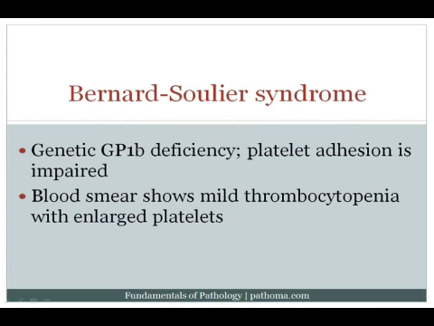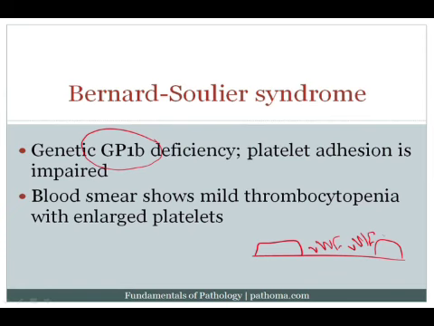The first is called Bernard-Soulier syndrome, and this is a genetic GP1B deficiency. Now, of course, if GP1B is deficient, platelet adhesion cannot occur. Let's remind ourselves that when we have this blood vessel and there is damage to the blood vessel, the first thing that's going to happen is transient vasoconstriction. After transient vasoconstriction, we're going to have von Willebrand's factor bind the subendothelial collagen. Remember, where does von Willebrand's factor come from? Number one, the alpha granule of the platelet, and number two, and more important, the Weibel-Palade body of the endothelial cell.